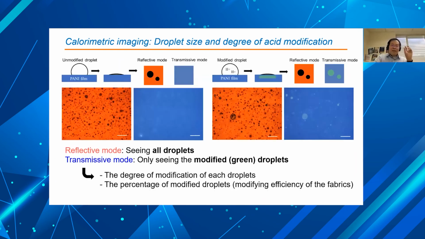So how can we quantitatively count and also determine the degree of modification? This can be done amazingly with just an ordinary optical microscope, with reflectance and transmission mode. Here's a subtle difference between the two imaging modes. For the transmission mode, you see through the sample. That's why you see the color of the film, which is blue. Now, for the reflective mode, you can see all the droplets because they contain respiratory mass.